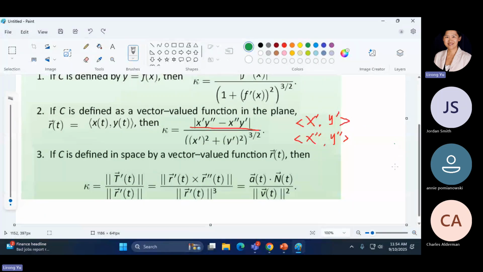Lastly is the one that combines things all together. I believe the third formula can be an indication of how the first and second formulas are derived. The last one says the curvature calculation is essentially equal to, I would use this one, the magnitude of the cross product between r prime and r double prime divided by the cube of the magnitude of the first derivative vector.